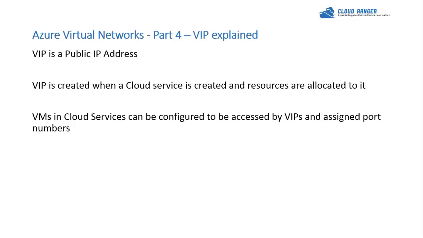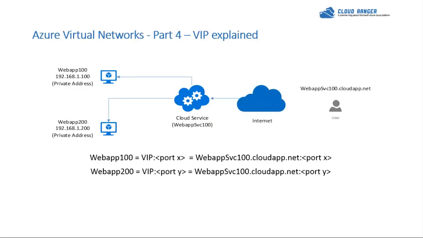So if you have 5 virtual machines in one cloud service, you'll still use the same DNS, your servicename.cloudapp.net, but you'll change the port number, so there will be a port translation that will take you to the specific virtual machines. So this is what will happen.